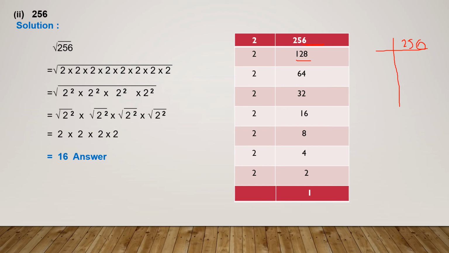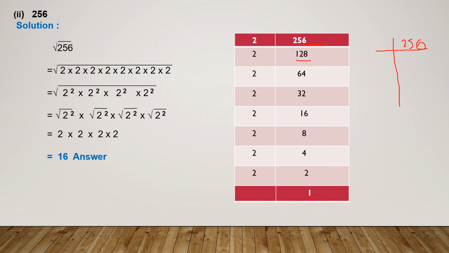Again 64 is divisible by 2, so we will write here 2. We will continue our process till the answer comes to 1. First we will find the prime factors of 256. Then start the solution. Write 256 under the radical sign, under the sign of square root.